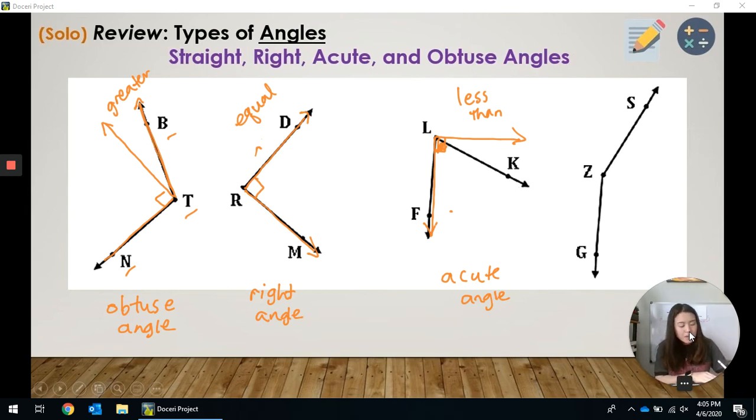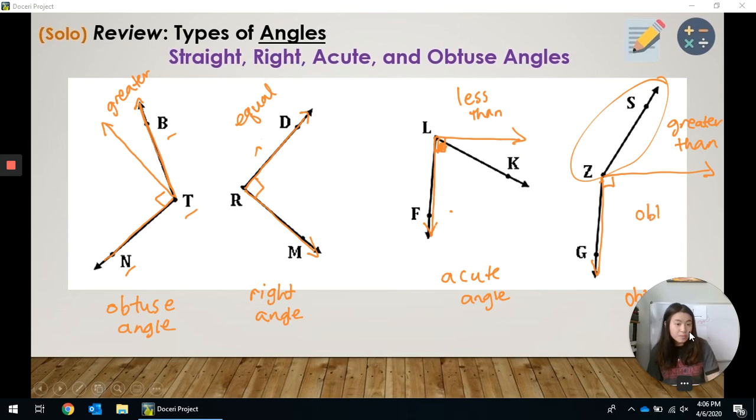And then our last one, one side goes here, and then the other side of my right angle is over here. That's my right angle, but look, here's the ray. It's all over there. That means it is greater than a right angle and another obtuse angle. Obtuse angle.